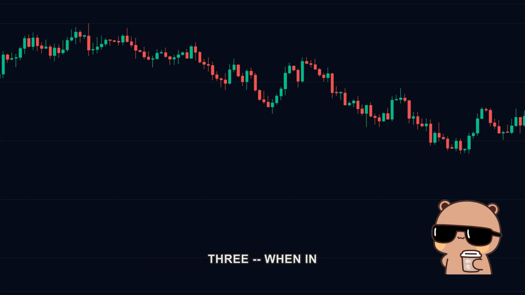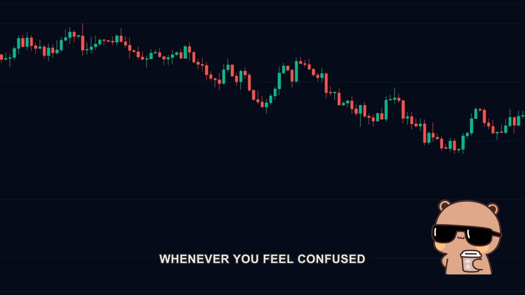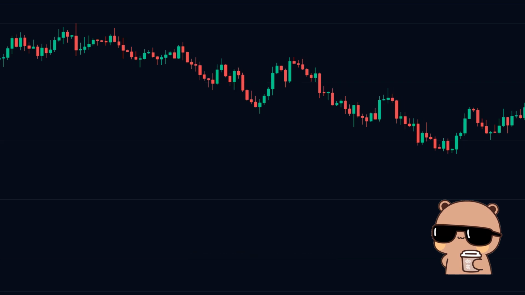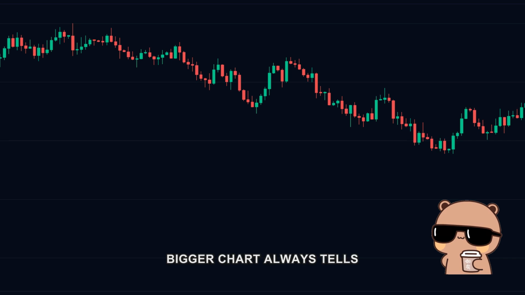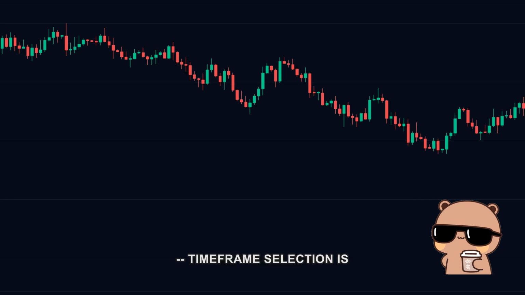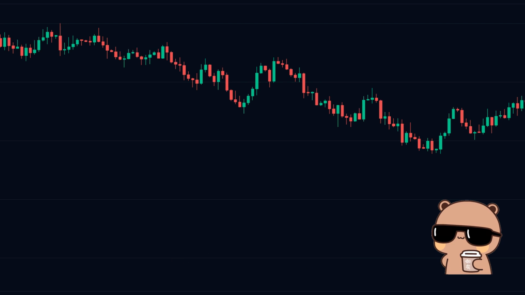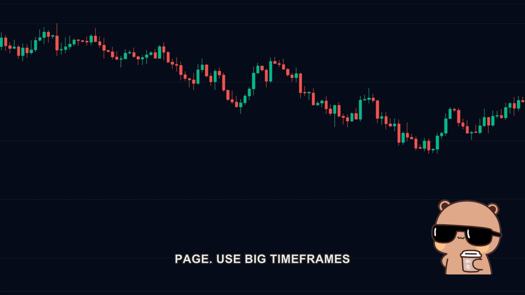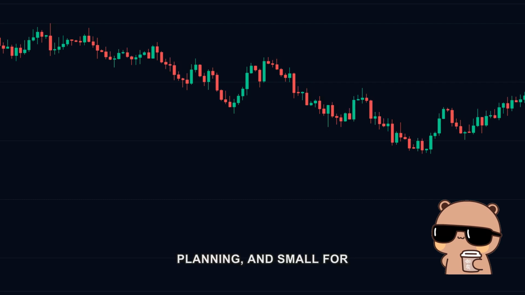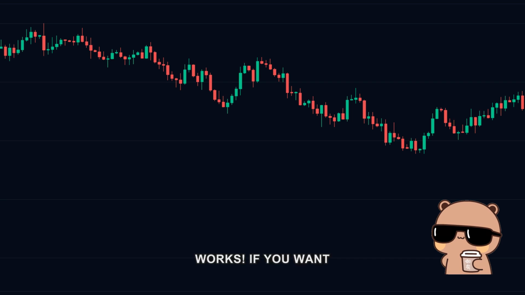Tip 3. When in doubt, zoom out. Seriously, whenever you feel confused or lost, just zoom out to the bigger picture. The trend is your friend, and the bigger chart always tells the truth. So to wrap it all up, time frame selection is about seeing the full story of the market, not just one tiny page. Use big time frames for direction, medium for planning, and small for entry. That is the Dudu method, and it works.